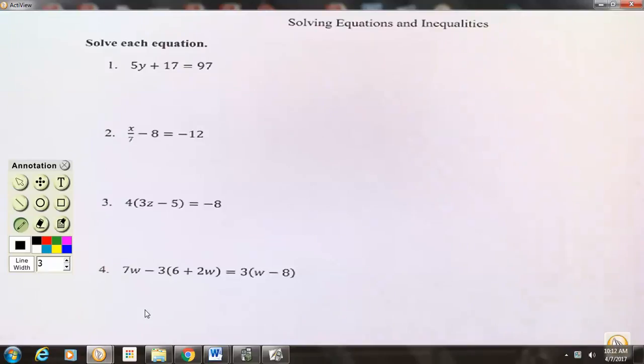Multiply 7. PEMDAS backwards. Oh, never mind. We want to add 8. Yep, let's add 8 to negative 12, and then you can multiply by 7.